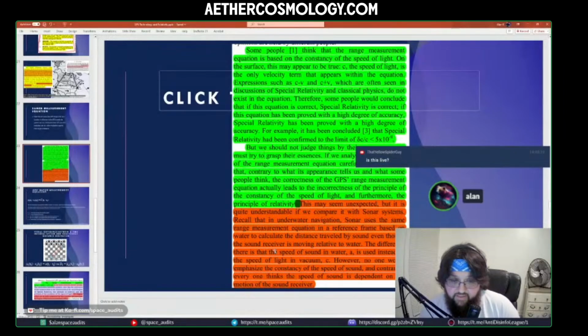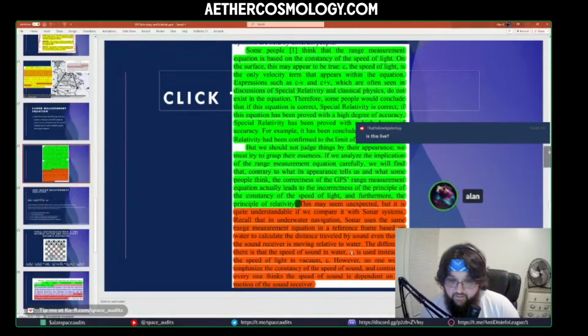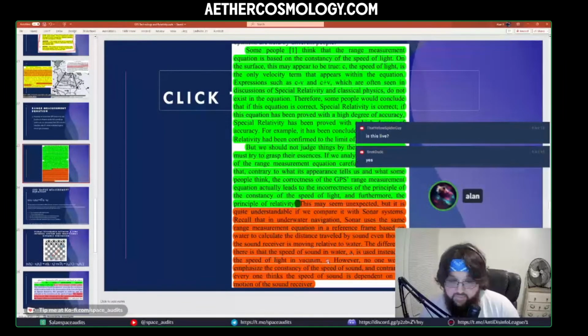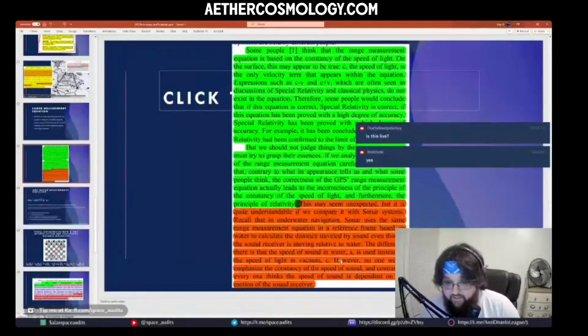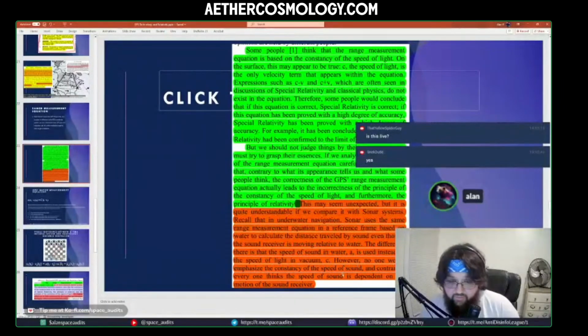The difference there is that what they're using for the speed of sound is used instead of the speed of light in a vacuum, which is c. However, no one would emphasize the constancy of the speed of sound, and contrarily, everyone thinks the speed of sound is dependent on the motion of the sound receiver.